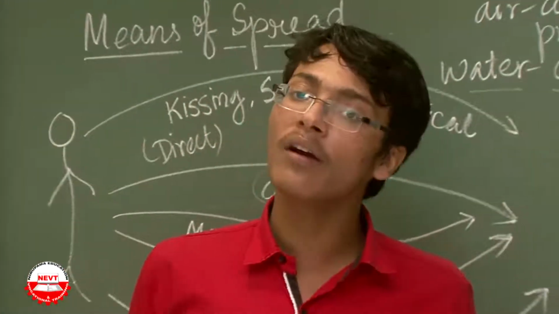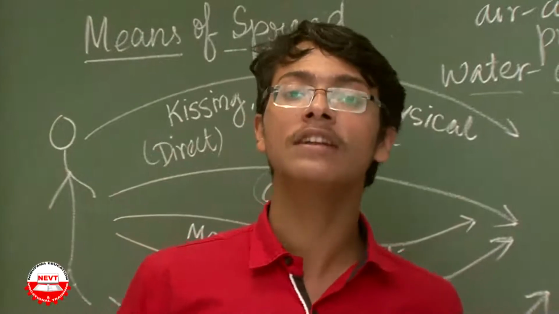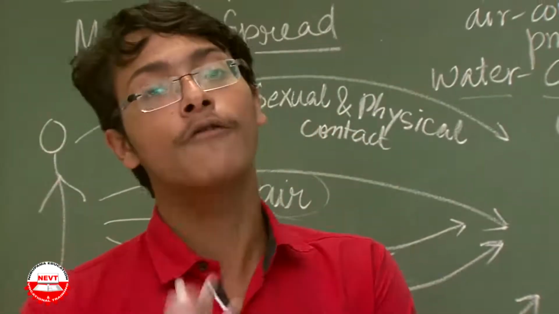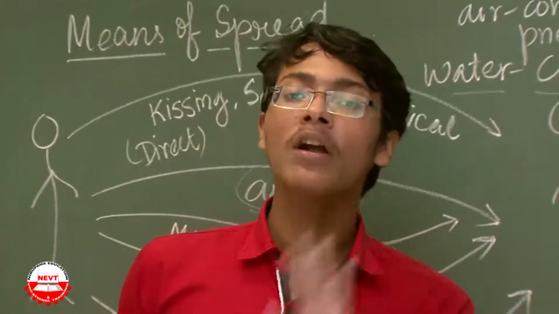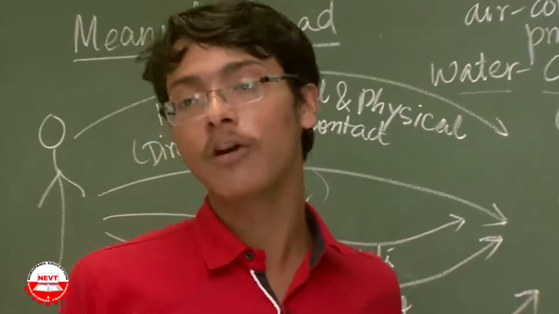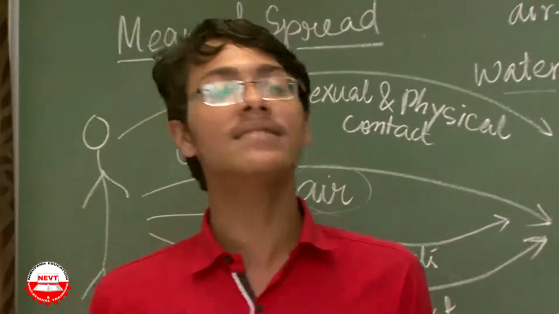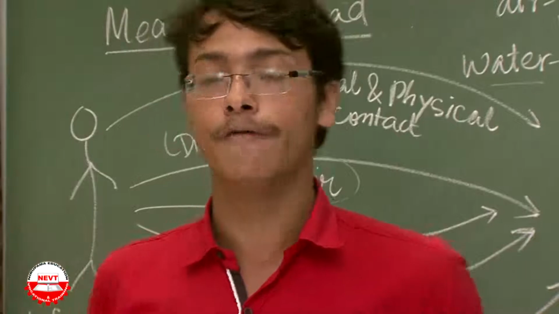Say he has drunk water and the rest of the water he has thrown, and that thrown water is mixed with the water of the well from where every member of the community takes water. So definitely the members are very vulnerable to that type of disease. So water is a very big means for the cholera disease to flow.